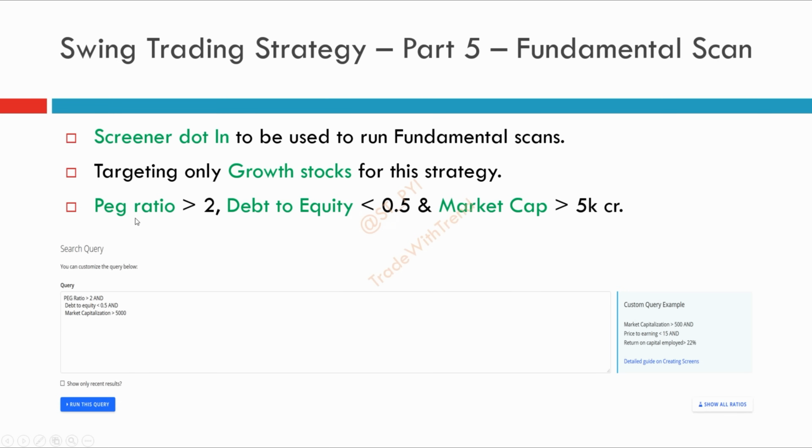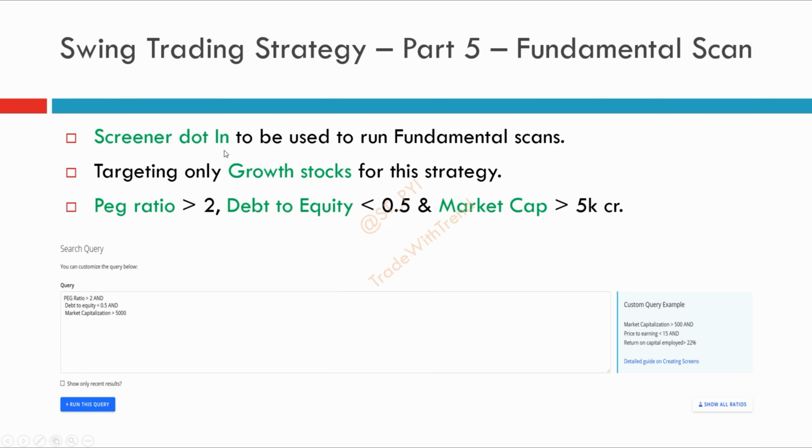Now PEG ratio is nothing but a ratio that measures growth of a company, which is why I've shortlisted this. And debt to equity is less than 0.5 because no matter what sort of trading you do, you don't want to be caught up in companies that have too much debt. Rather, I'm targeting companies that have very little debt. And market cap should be greater than 5,000 crores because personally for swing trading, I don't like micro cap or small cap stocks. So these parameters you have to enter in screener.in.